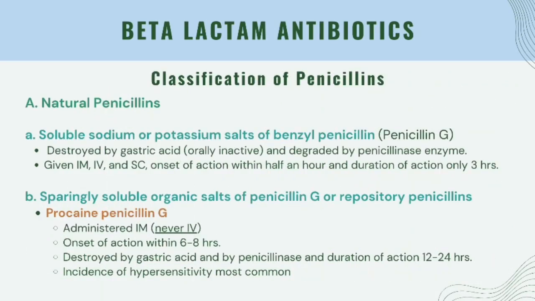Next is the classification of penicillins. Penicillins can be broadly classified into two main categories: the natural penicillins and the semi-synthetic penicillins. Each class of penicillin has its unique properties, modes of administration, and spectrum of action, which we will explore in detail. First, let's talk about the soluble sodium or potassium salts of benzyl penicillin, or penicillin G.